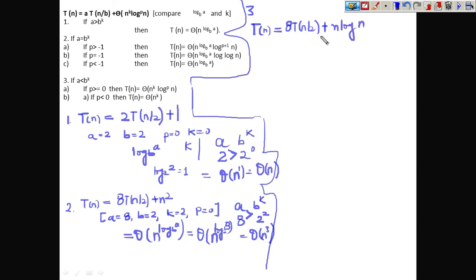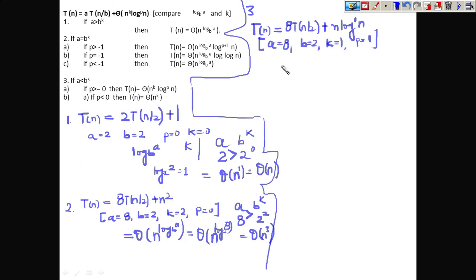So again we will find the value of a, b, k and p. So a is 8, b is 2 here, k is 1. K means the power of n, and p is what? P is the power with the log. So here p is 1. If the log term is not present, that means p is 0. So we have a log term with power 1, so p is equal to 1 here. So all the constant conditions are satisfied. That means we can apply the master theorem.